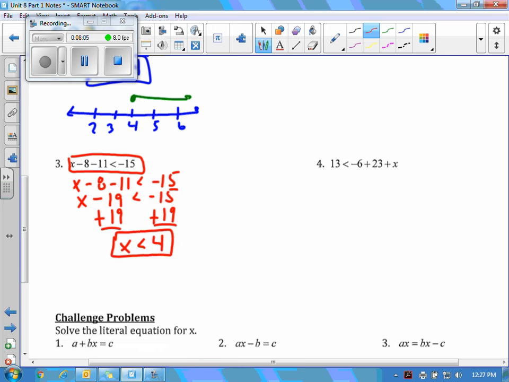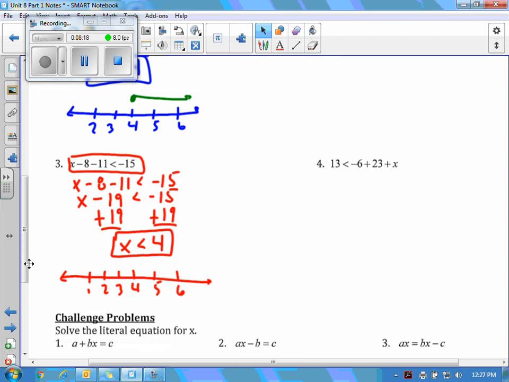So again, my answer is not 4, my answer is all numbers that are less than 4. And I need to graph that, so I draw my number line, 4 goes in the middle. It's less than without the equal to, so it's going to be an open circle, and it's less than, so I'm going to draw my arrow left. I'll leave number 2 and number 4 for you guys to work on.